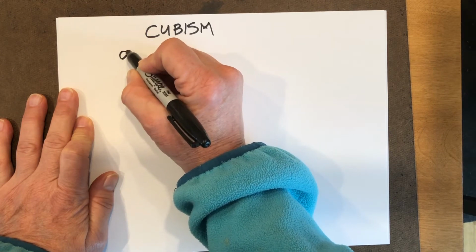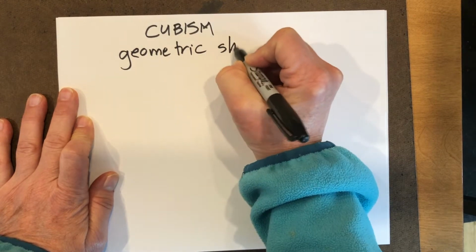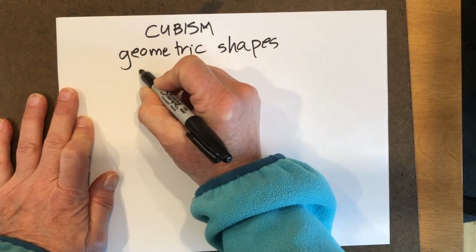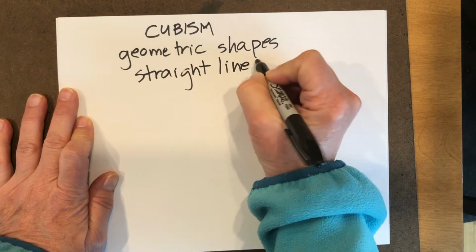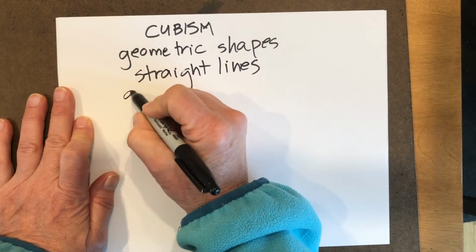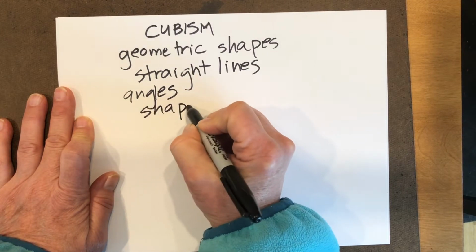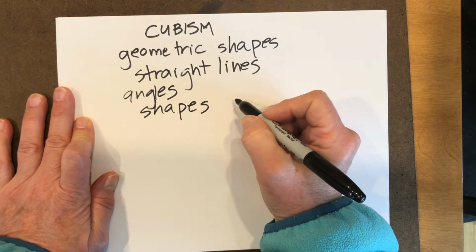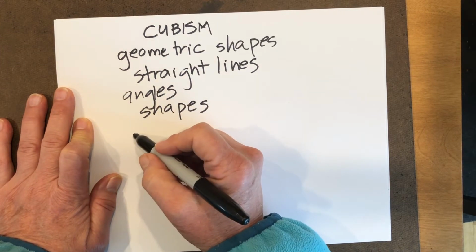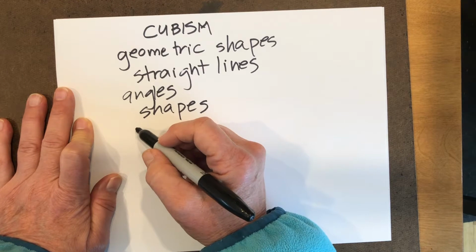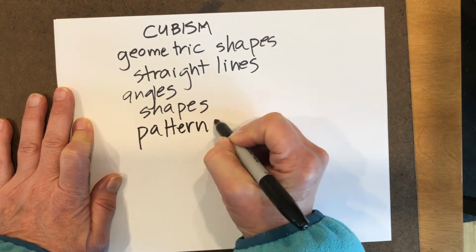You noticed that they used geometric shapes. You also noticed there were lots of straight lines, and probably that there were angles, and there were shapes broken up. Not just geometric shapes, but things broken into different shapes. I think a lot of them, I shouldn't say all of them, used a lot of patterns in their shapes too.